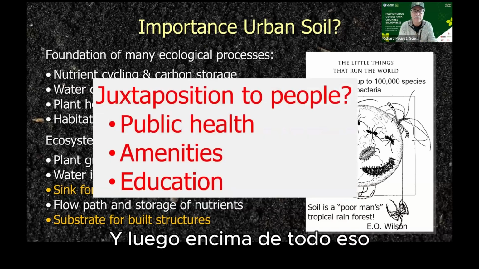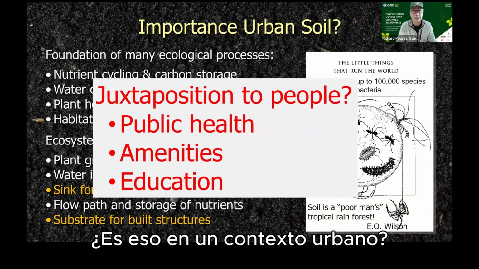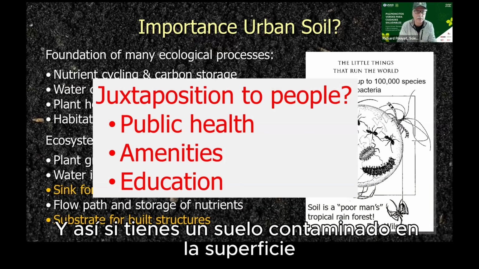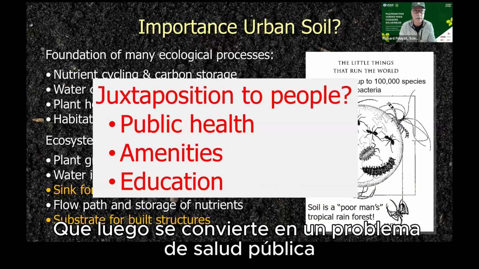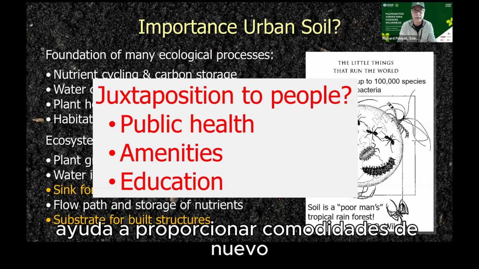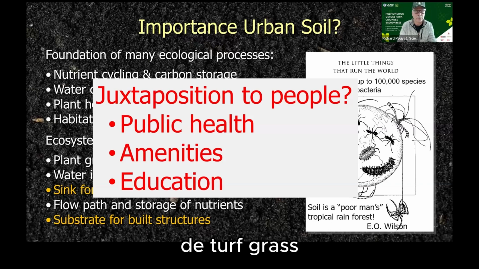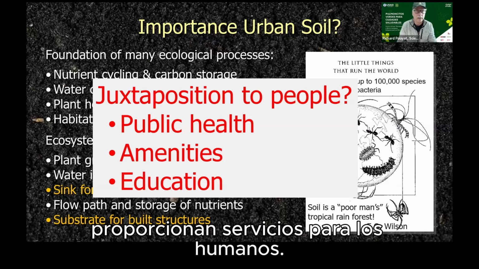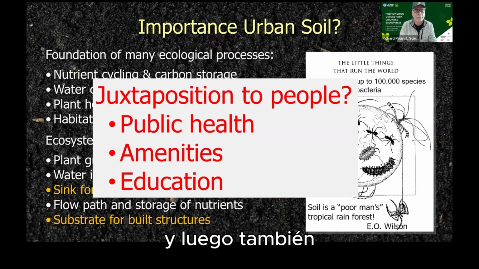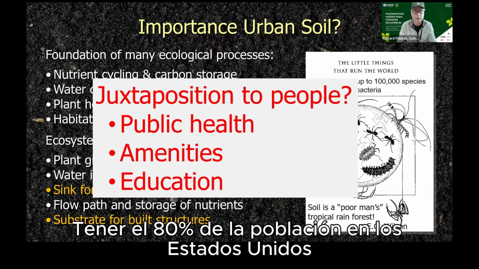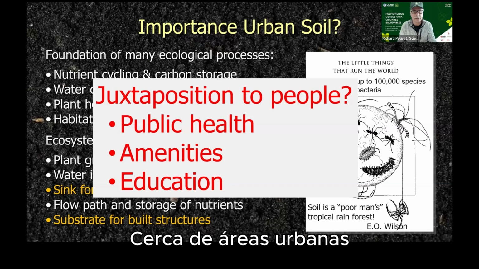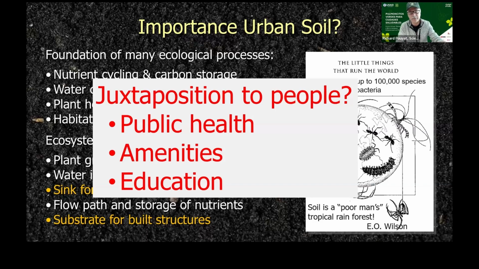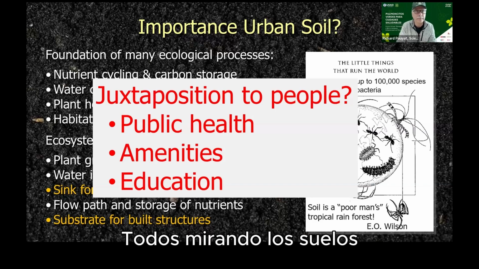And then on top of all of that, in an urban context, we have the juxtaposition of the soil to people. And so if you have a contaminated soil at the surface, that then becomes a public health issue. It helps provide amenities. Again, turf grass systems, as bad as they are for providing services, they do provide an amenity for humans. I like to play baseball, for example. And then also having 80% of the population in the United States near urban areas, it also provides an educational opportunity. You can teach ecology, biology, physics, chemistry, all looking at soils.